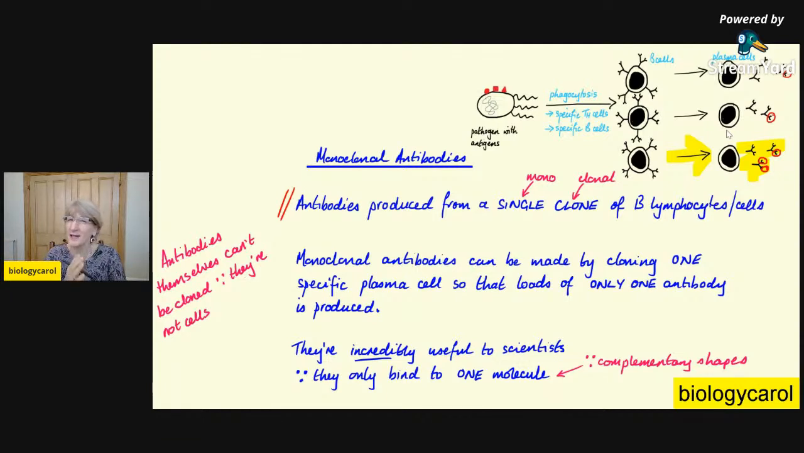Whether that antigenic molecule is attached to a cell membrane or whether it's just free, it's just a molecule hanging around.